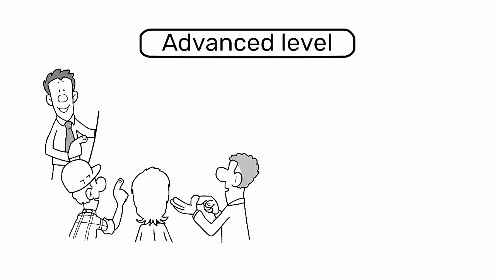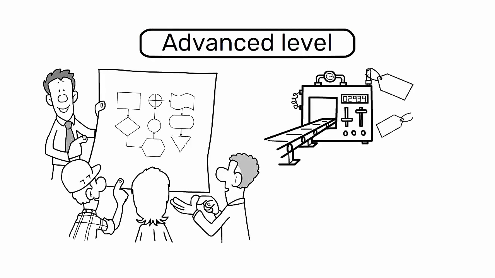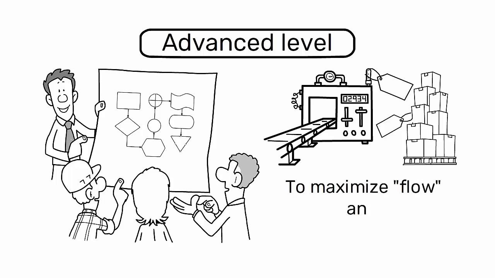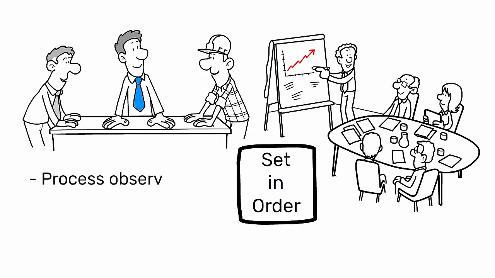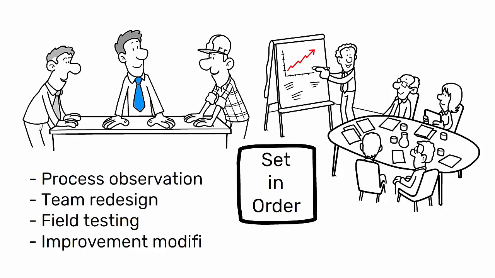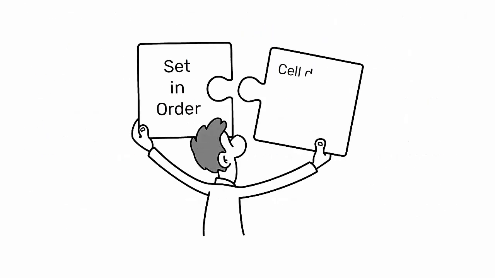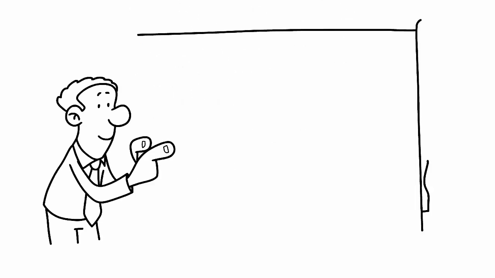In the advanced level, we start from the process and position and label tools, materials, and objects to maximize flow and reduce the 7 wastes. The advanced level of set in order is an exercise in engineering and involvement that includes process observation, team redesign, field testing, and improvement modifications that emerge from testing. The set in order phase is closely linked to cell design and standard work. Here are the advanced tips.